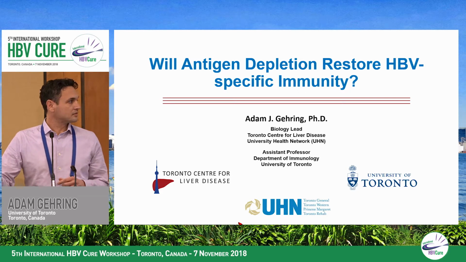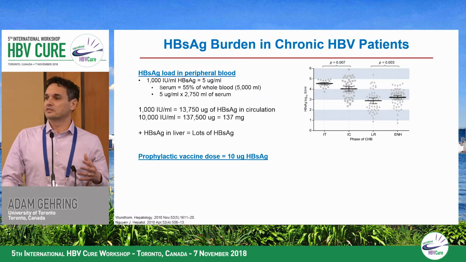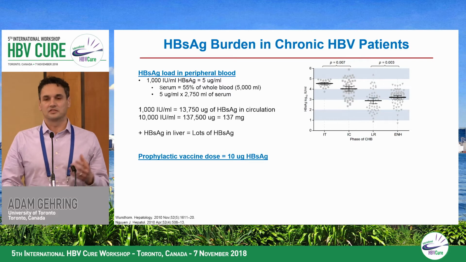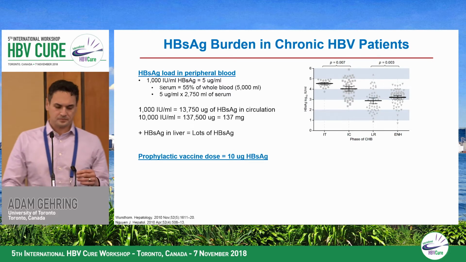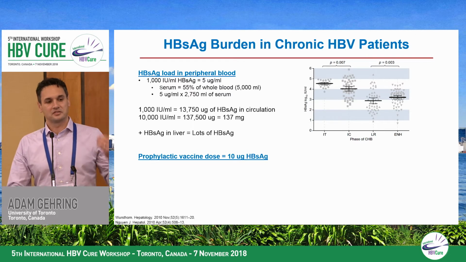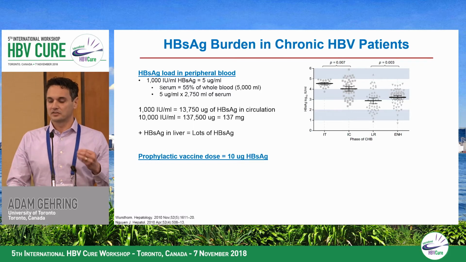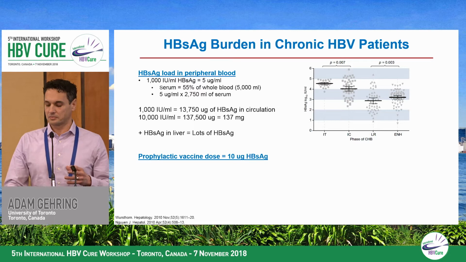So let me see, I'm going to make sure that that's working. That's good. So the first thing we want to start with is we all know that there's a HBs antigen burden in these chronic hepatitis B patients. But it's always talked about in terms of units. And being an immunologist, doing these experiments in vitro, we need concentrations, absolute values. And so I really like to put this into perspective.